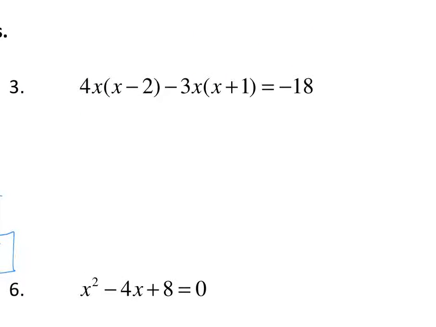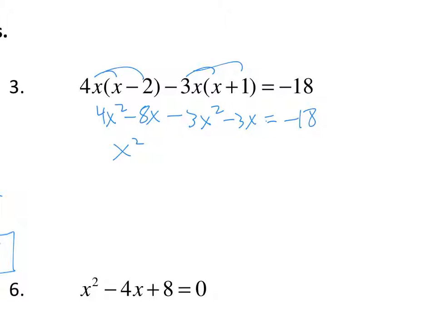Here we're all ready for some, no, we're actually not, sorry. Thought we were ready for some grouping. But we need to distribute here. So let's clean it up first. Distribute this, 4x squared minus 8x. Distribute the negative 3x. Don't forget that negative. 3x squared minus 3x equals negative 18. Let's combine like terms. That gives us x squared minus 11x equals negative 18.